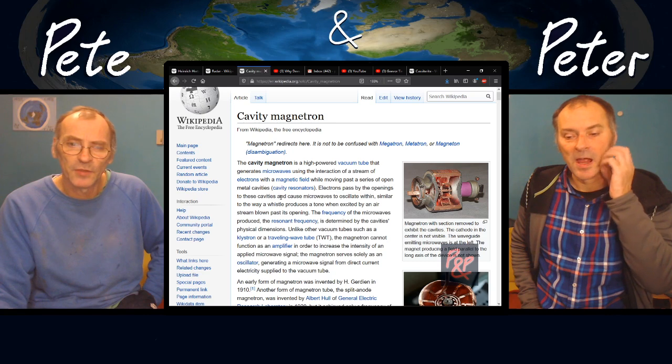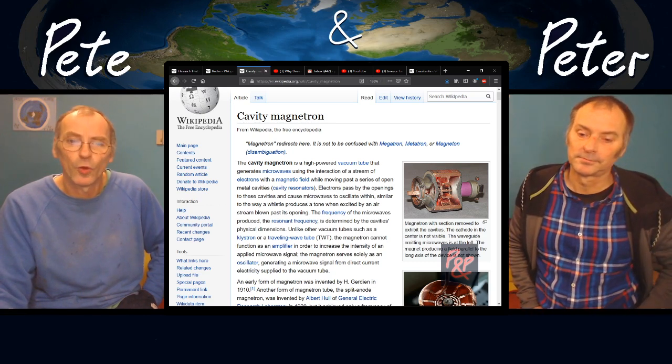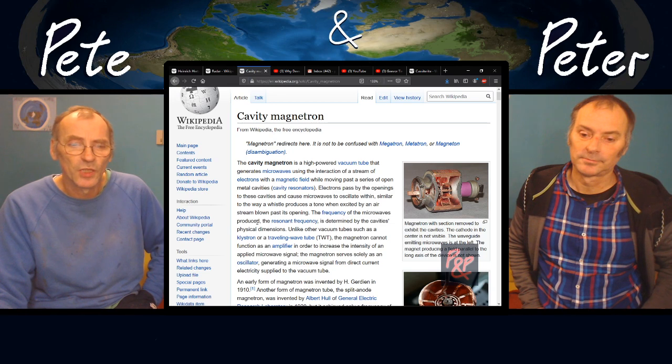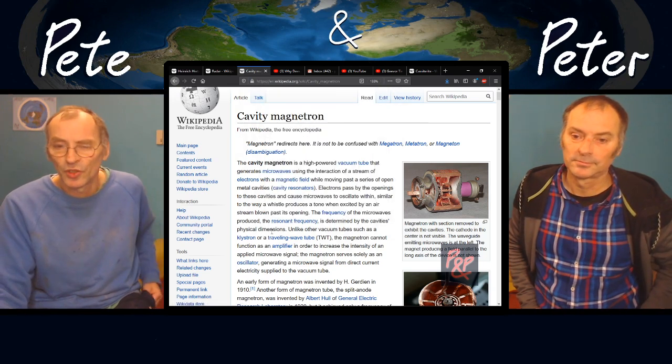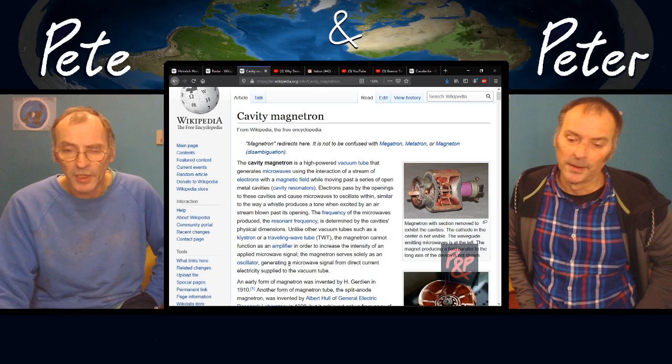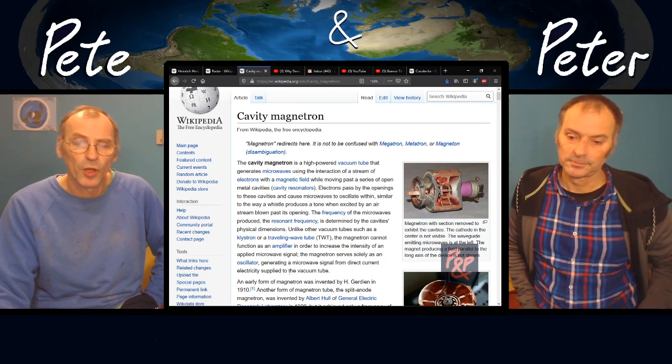A cavity magnetron is a high-powered vacuum tube that generates microwaves using the interaction of a stream of electrons with a magnetic field while moving past a series of open metal cavities, cavity resonators. Electrons pass by the openings to these cavities and cause microwaves to oscillate within, similar to the way a whistle produces a tone when excited by an airstream blown past its opening. The frequency of the microwaves produced, the resonant frequency, is determined by the cavity's physical dimensions. Unlike other vacuum tubes, such as a klystron or a travelling wave tube, the magnetron cannot function as an amplifier to increase the intensity of an applied microwave signal. The magnetron serves solely as an oscillator, generating a microwave signal from direct current electricity supplied to the vacuum tube.